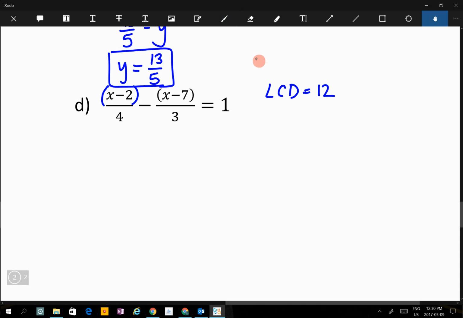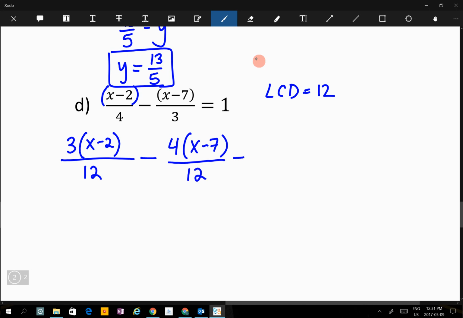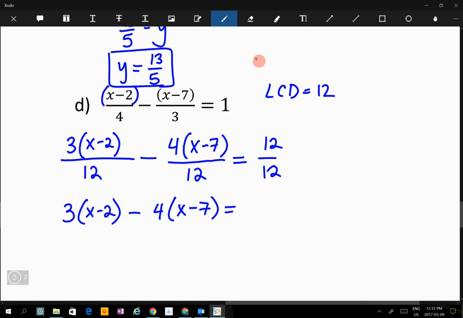Okay, so the first term, if I multiply the top and the bottom by 3, I'll get 3 times (x minus 2). Keep the brackets there. Denominator becomes 12. Minus. If I multiply the top and the bottom by 4, I'll get 4 times (x minus 7) over 3 times 4, which is 12. And on the right side of my equal sign, 1 can be represented with 12 over 12. Now that I have the common denominators of 12, I can cancel them all out, leaving me with what I have left in the numerator. So 3 times (x minus 2) minus 4 times (x minus 7). Now remember to keep your brackets, equals 12.